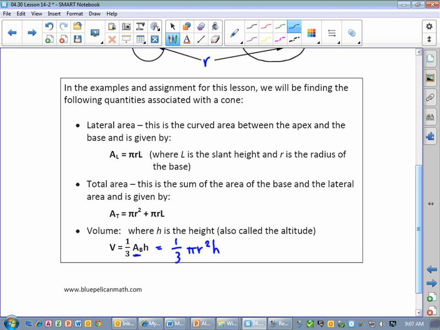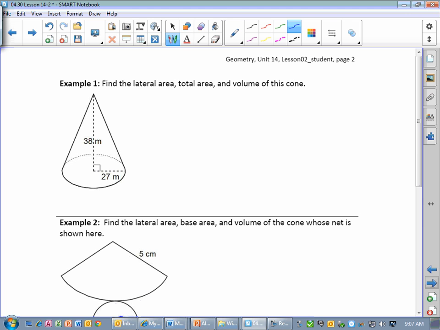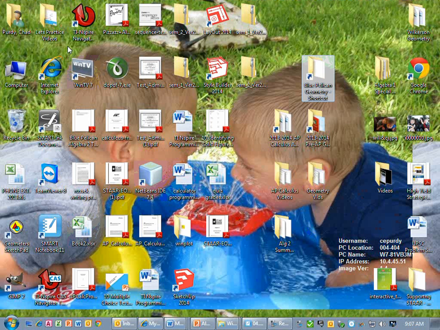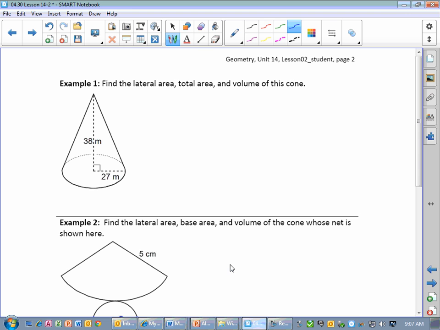All right. So let's take a look at examples. Okay. So find the lateral area, the total area, and the volume. Now, in order to find the lateral area, we need the slant height. Okay, which that would be this side right here, but we don't have that. Okay. So what can we use to find it?